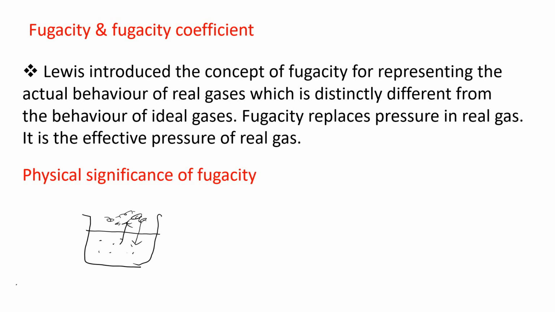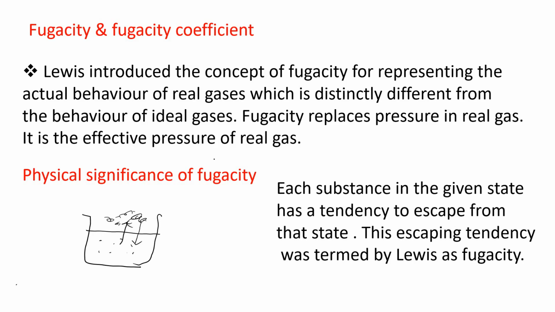Now, fugacity means this escaping tendency from the existing state to the other state. So, each substance has escaping tendency from its existing state to the other state. That is the physical significance of fugacity, and that is represented by fugacity. So, fugacity is the escaping tendency. Each substance in the given state has a tendency to escape from that state. This escaping tendency was termed by Lewis as fugacity.